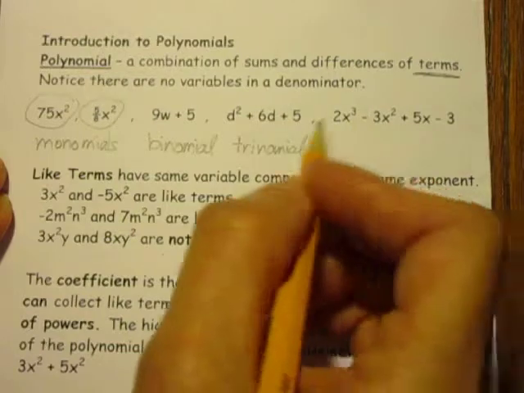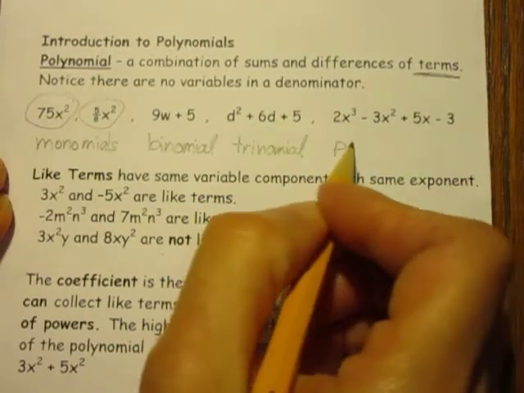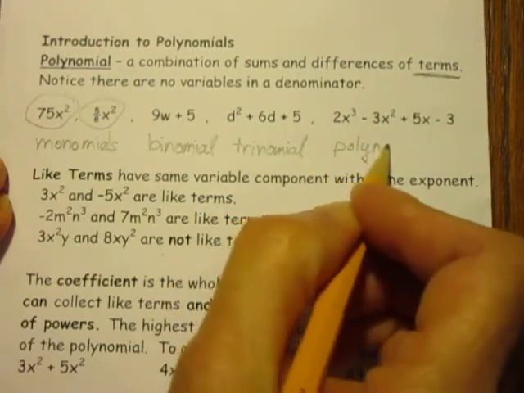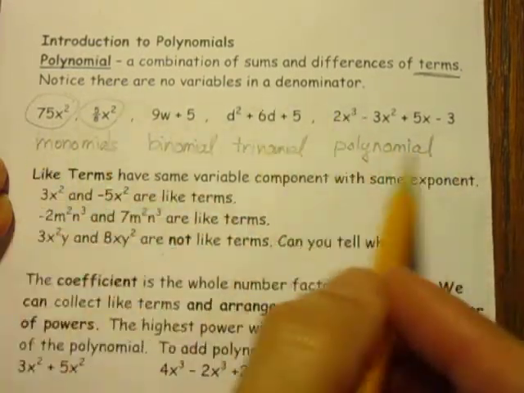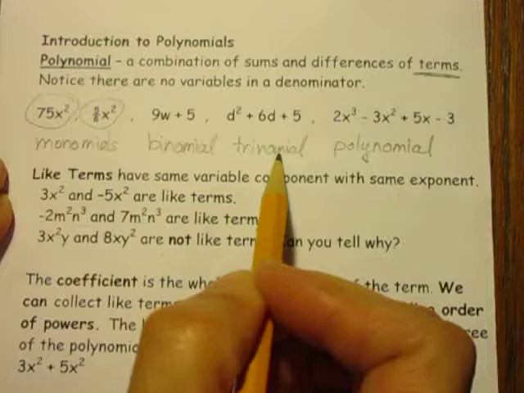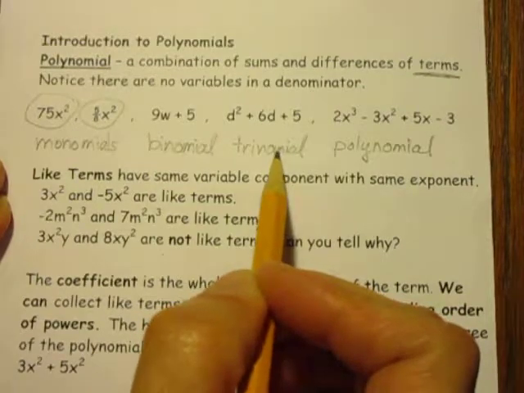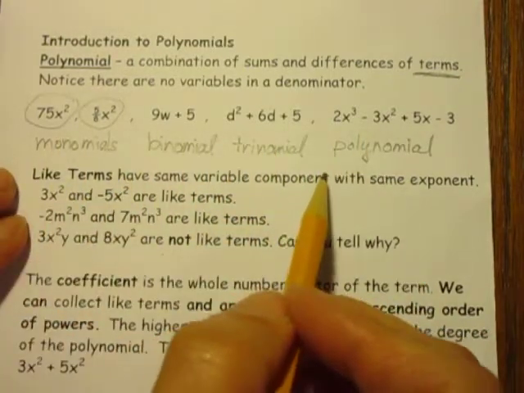And this last one, there are four different terms here. We don't really specify names for that. We just call it a polynomial. But all of them are polynomials. These are just specific types of polynomials. So polynomials are sums and differences of different terms.